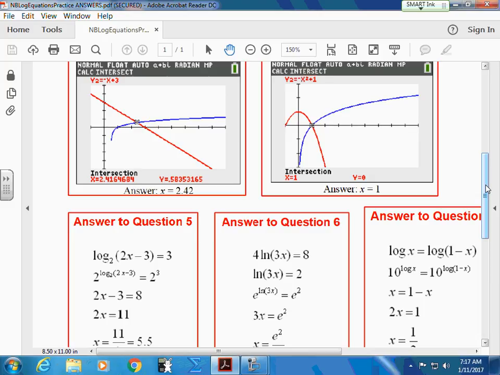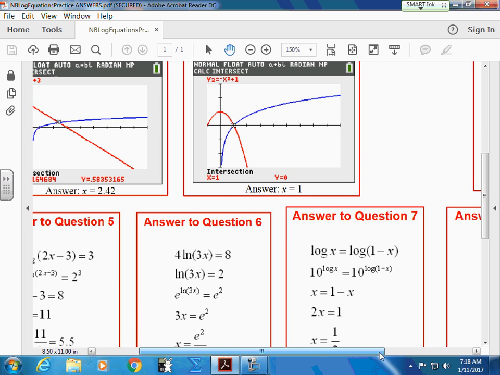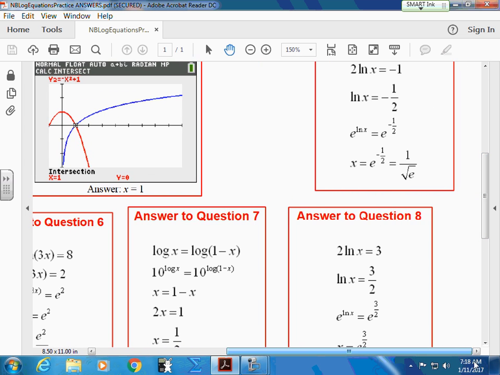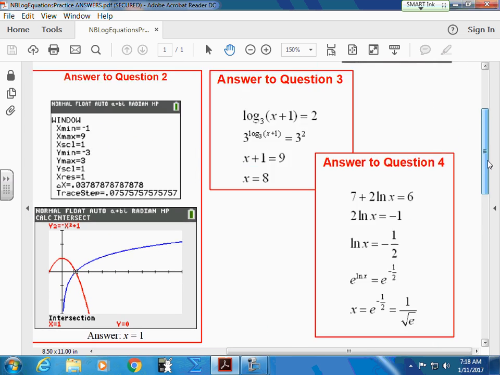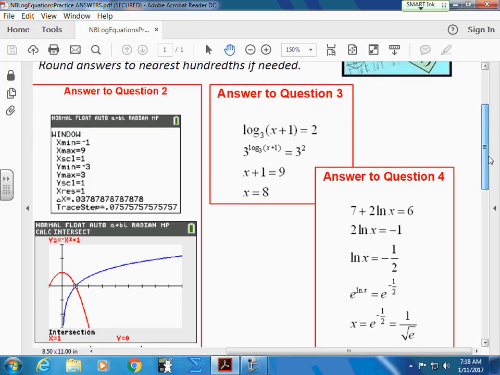Were you good with this? Graphing it? Everybody can graph it? Use your windows, find and intersect. I don't think you really had to mess with the window that much because it doesn't look very big. Everybody's okay with that? Okay. Here's 3 and 4.